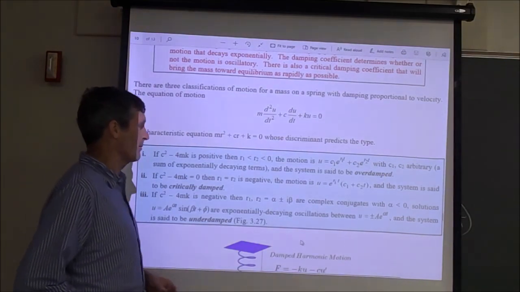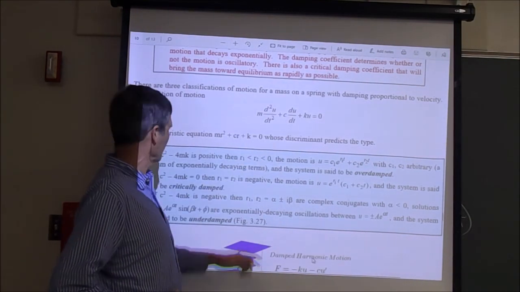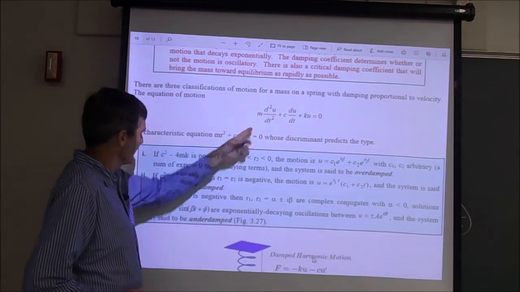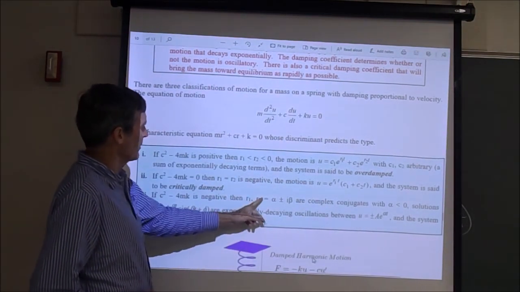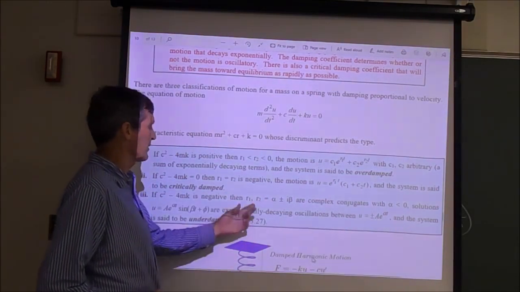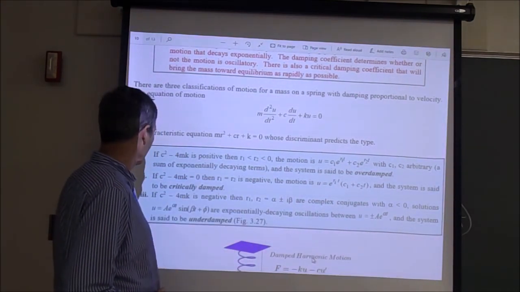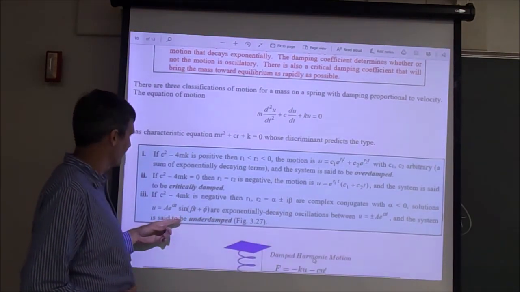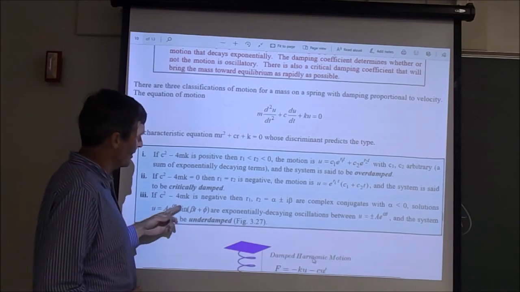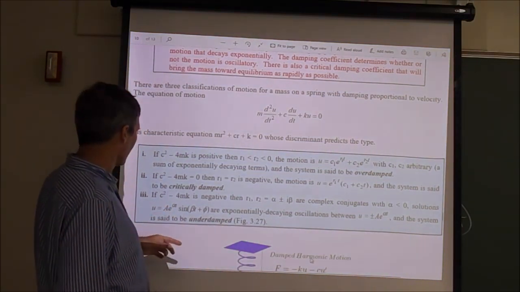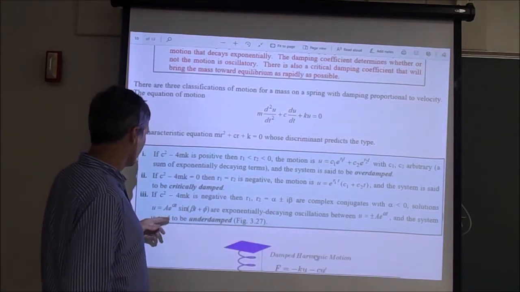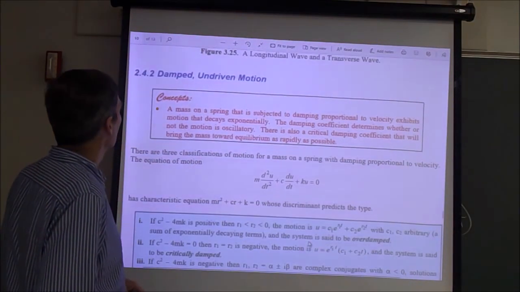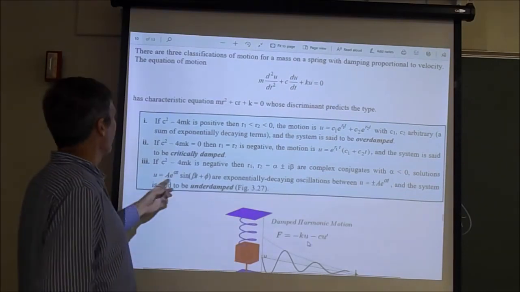And then the other possibility is you get complex conjugate solutions from the quadratic formula. If c squared minus 4mk, the discriminant for this one, is negative, then r1 and r2 are alpha plus or minus i beta for some real numbers alpha and beta. And you get independent solutions of the form e to the alpha t sine and e to the alpha t cosine. And when you combine them together, now let me just put the derivation of this. You get something of this form.